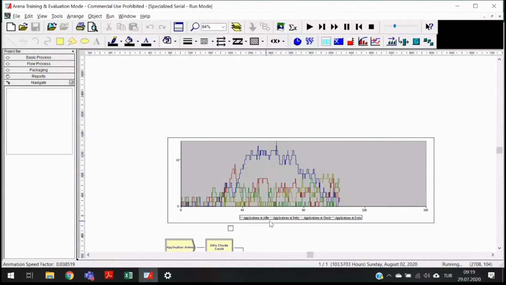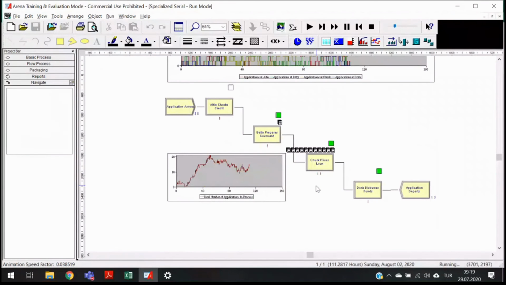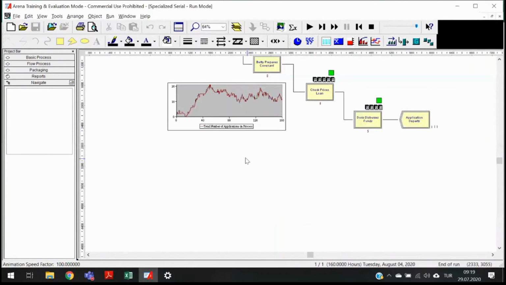Okay. So let's make it a little faster and complete the simulation. As long as the animations are turned on, the simulation is going to be always slow, my friends. You need to completely turn off the animations, but the animations are very helpful. They are very helpful for us to see what's going on in the system, okay?